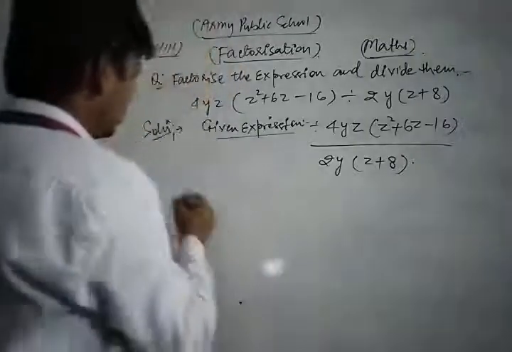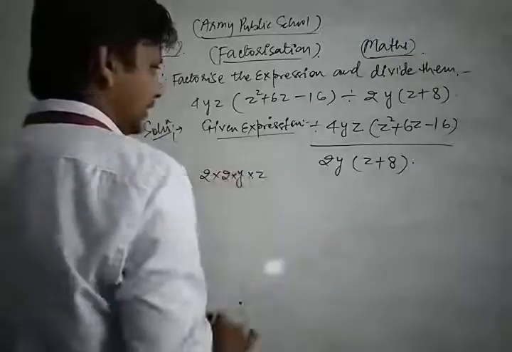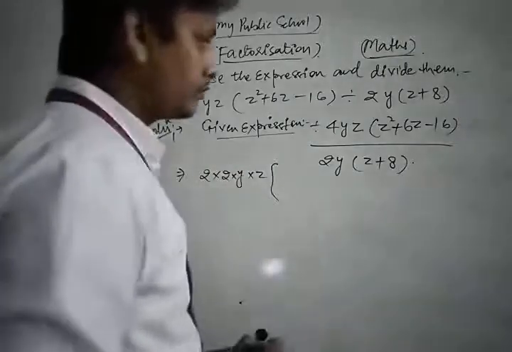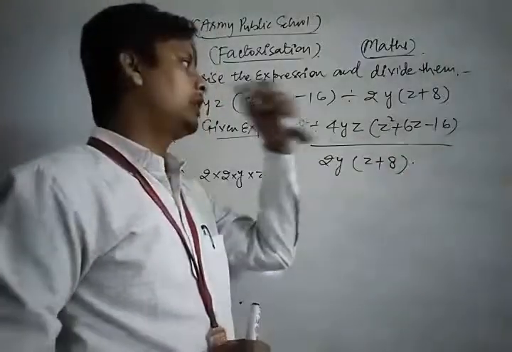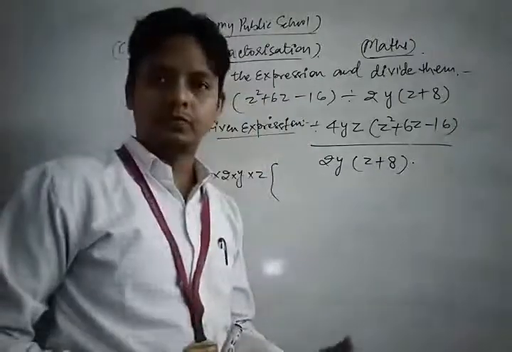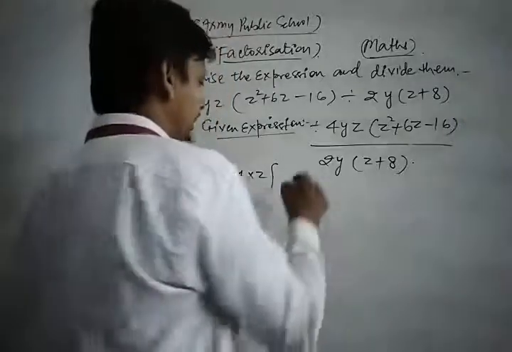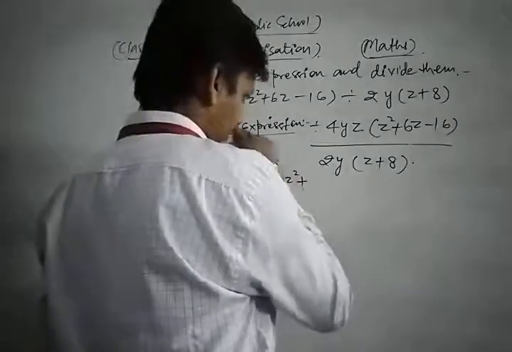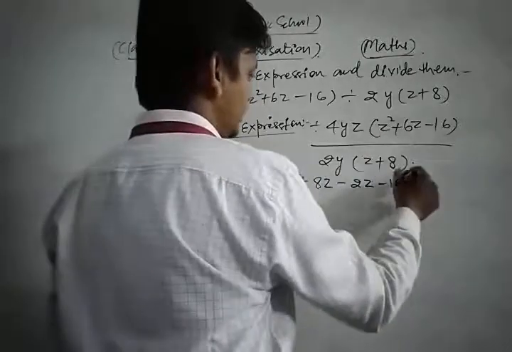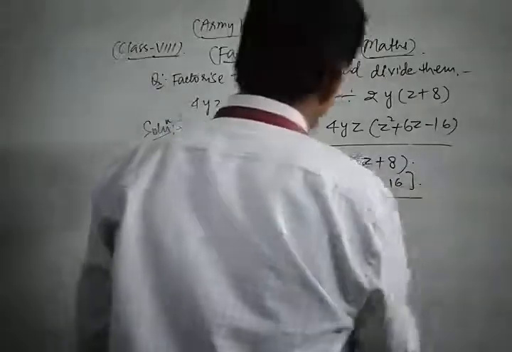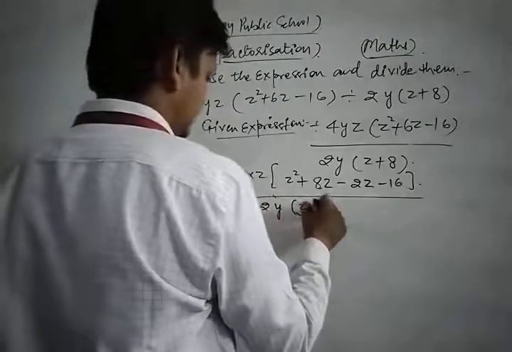Now look, thus we can write 4 as 2 into 2 into y into z, as it is. Now in the numerator we split the middle term. This is 6z here, so we need two numbers: 8 times 2 is 16 and 8 minus 2 is 6. So now we can write z square plus 8z minus 2z minus 16, and divided by 2y in bracket z plus 8.